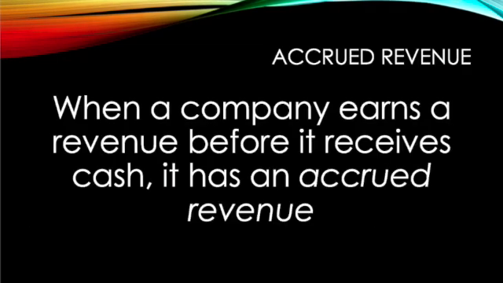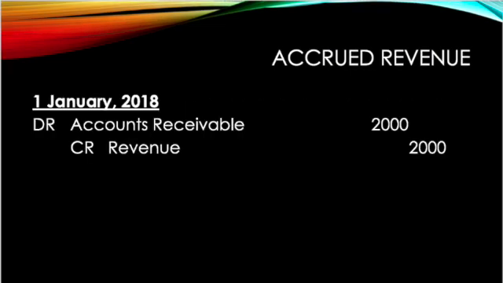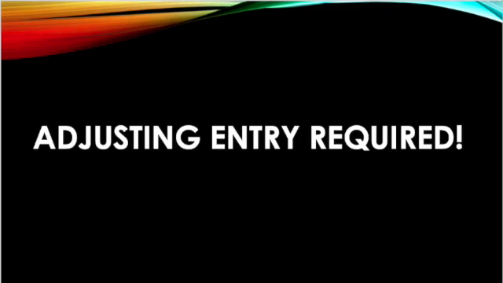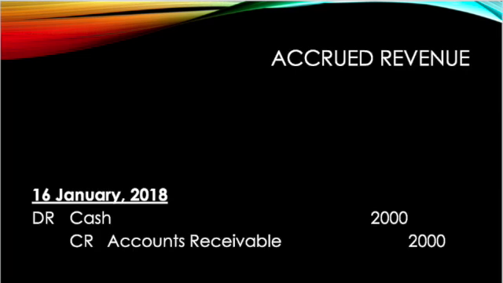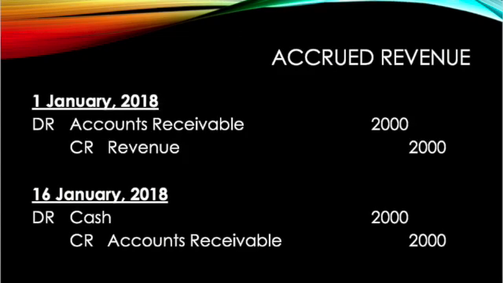Accrued revenue refers to when a company earns revenue before it receives the cash. This initial event is recorded by debiting a company's assets via the accounts receivable account and crediting a company's revenues. However, when the cash is received at a later date, an adjusting entry is necessary. This entry debits a company's assets via the cash account and credits the accounts receivable account, adjusting it back to its initial value, thus recording that the cash has been received.